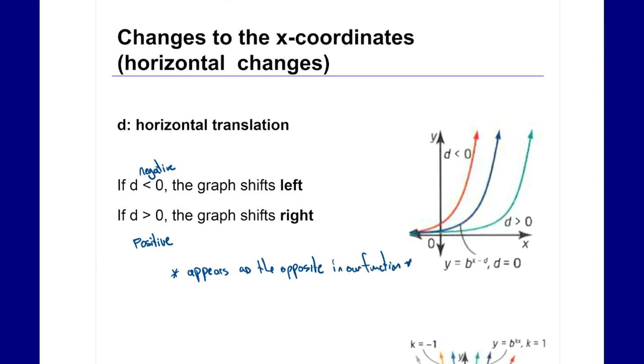Just a reminder that these values are going to appear as the opposite. So in our function, it might look like a positive d value, but that means it's actually negative, because our general form has a minus d in it. When you minus a negative, that actually appears as positive. When you minus a positive, it appears as negative. So we just want to keep that in mind as a reminder.